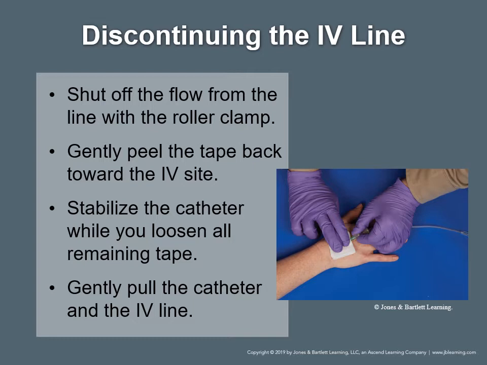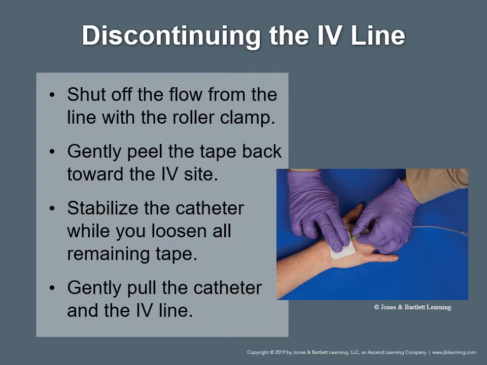All right, discontinuing the IV line. To discontinue the IV line, shut off the flow from the line with the roller clamp. Gently peel the tape back towards the IV site. As you get closer to the site and the catheter, stabilize the catheter while you loosen all remaining tape. Do not remove the IV tubing from the hub of the catheter.